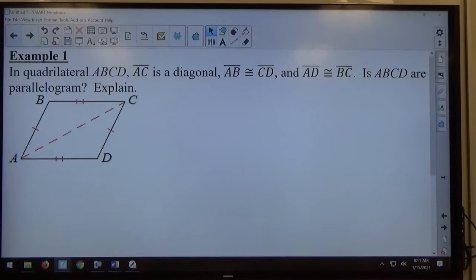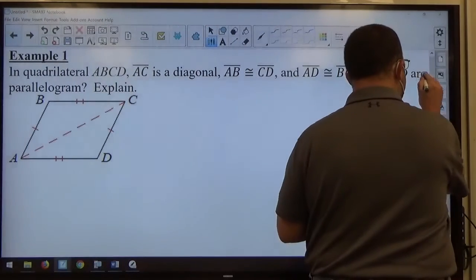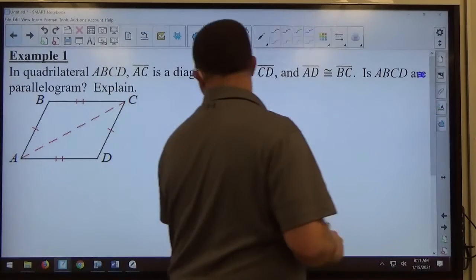All right, so example one. In a quadrilateral ABCD, AC is a diagonal, AB is congruent to CD, and AD is congruent to BC. Is ABCD a parallelogram? Explain.